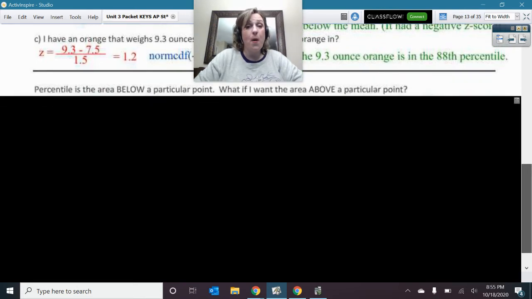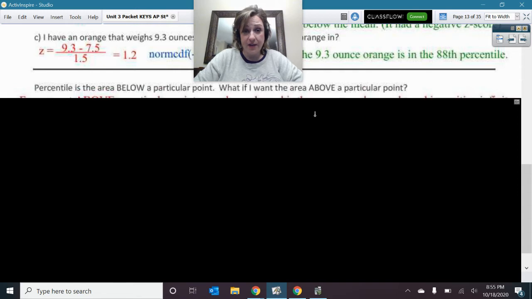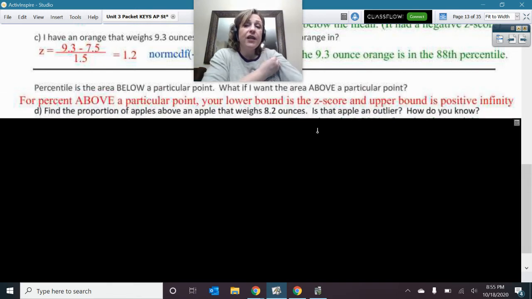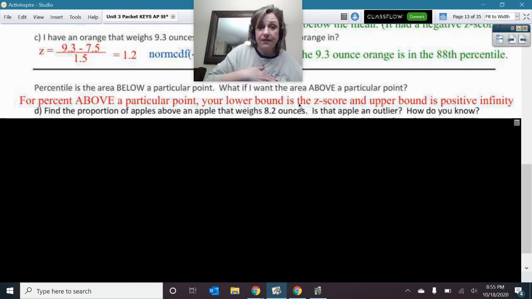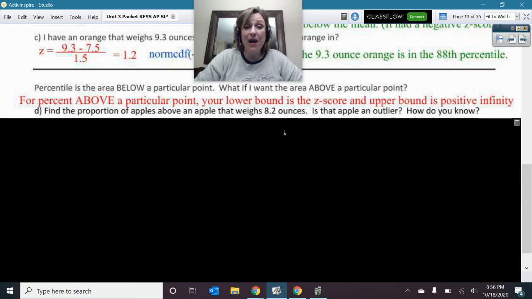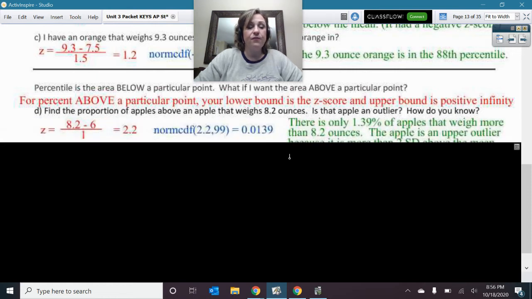So now let's go above a particular value. If we want to go above a particular value, our lower bound will be that z-score, and then we want to go up to positive infinity. We go from that z-score up to positive infinity, which we will represent as positive 99. Okay, here we go. Find the proportion of apples that weigh above an apple that weighs 8.2. Is it an outlier? How do you know?